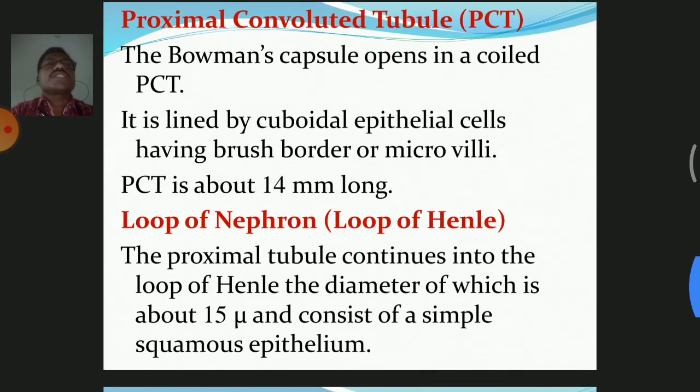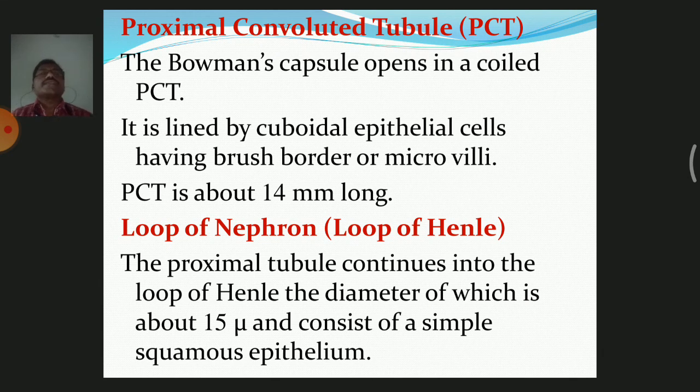The proximal convoluted tubule, PCT. The Bowman's capsule opens into a coiled PCT, which is present near the Bowman's capsule. It is lined by cuboidal epithelial cells having a brush border or microvilli. The PCT is about 14 mm long.